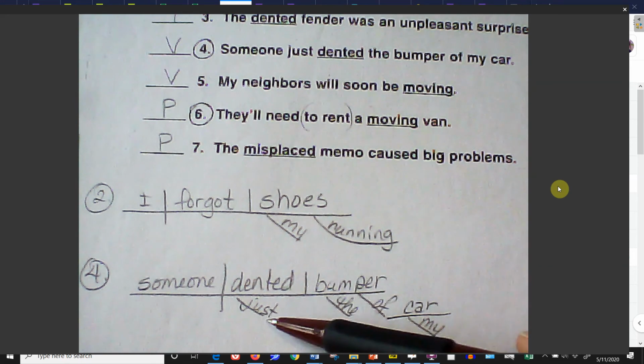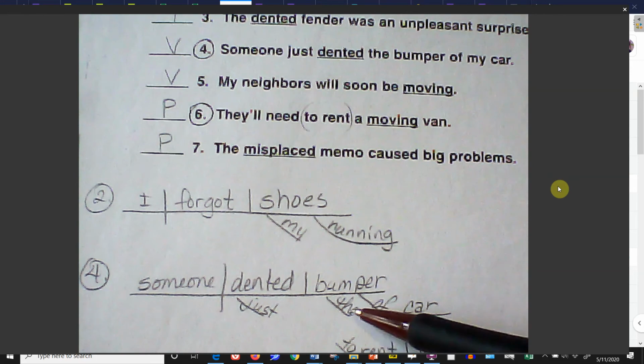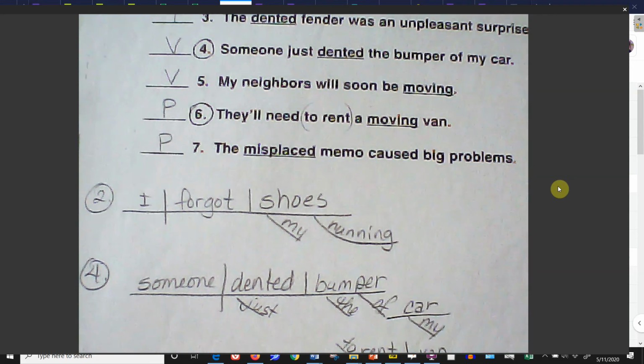Number 4, someone line through dented line 2, bumper. When? Just. Which bumper? The bumper. Which bumper? Of car. What car? My car. And then there's 2 options we could do.